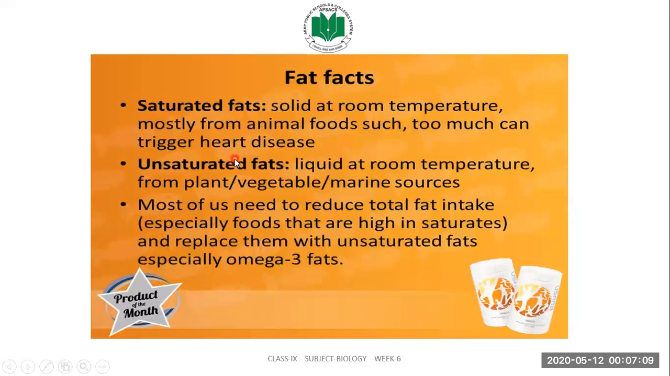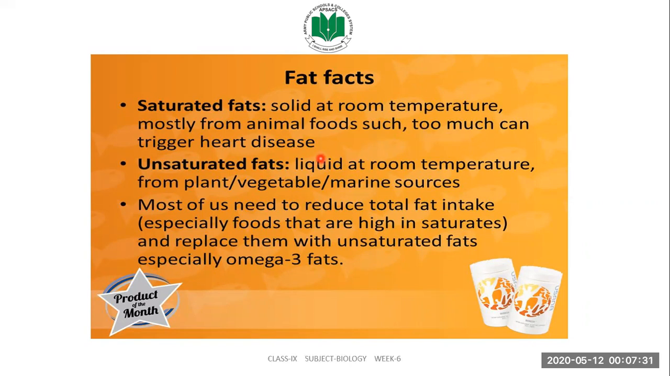Now, there are some fat facts. Saturated fatty acids are solid at room temperature. S stands for solid and S stands for saturated. So, they are solid at room temperature. Mostly, they are obtained from animal food, such as animal fat. Too much of these saturated fatty acids may trigger heart diseases.